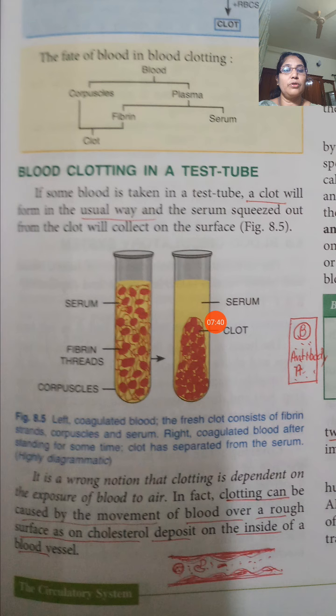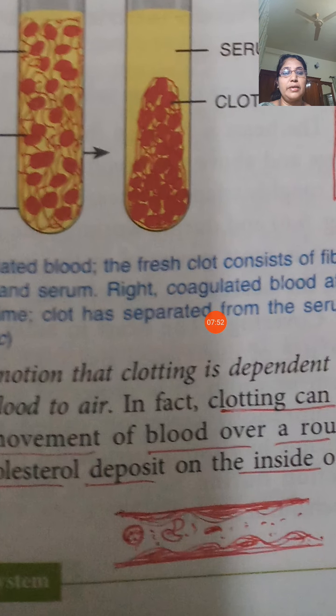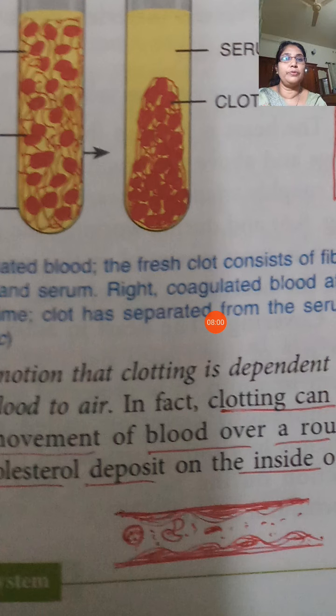A clot can be caused by the movement of blood over a rough surface, such as a cholesterol deposit inside a blood vessel. I drew a diagram to help you understand. You can see a narrow blood vessel. Inside it we can see the cholesterol deposited.